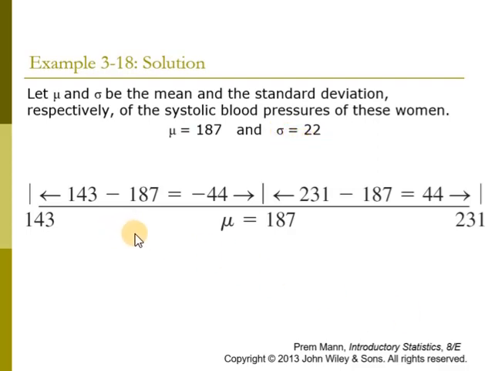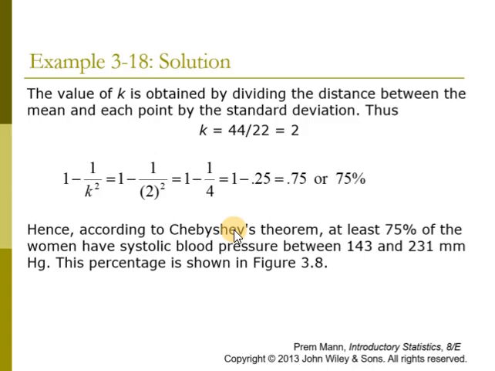To find the percentage of women whose systolic blood pressures are between 143 and 231 mmHg, the first step is to determine the k. As shown here, 143 and 231 are 44 units away from the mean. The value of k is obtained by dividing the distance between the mean and each point by the standard deviation. So k is 44 divided by 22. This is the distance between the mean and each point, and this is the standard deviation. So put k equal to 2 in the formula, you will get 0.75. So according to Chebyshev theorem, at least 75% of the women have systolic blood pressure between 143 and 231 mmHg.